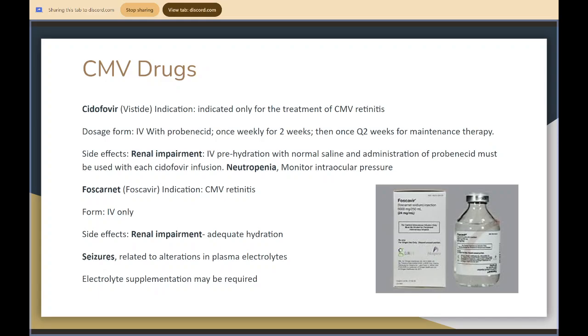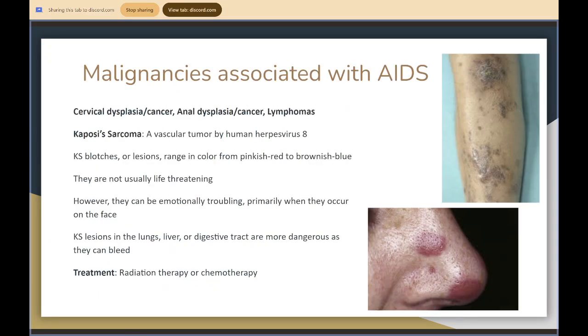Next, we have Cidofovir, which is Vistide, and it's only indicated for the treatment of CMV retinitis. We prescribe it IV with probenecid once weekly for 2 weeks, and then once every 2 weeks for maintenance therapy. Renal impairment is a big adverse effect. We do IV prehydration with normal saline and, of course, probenecid. Neutropenia is an issue, and we monitor intraocular pressure.